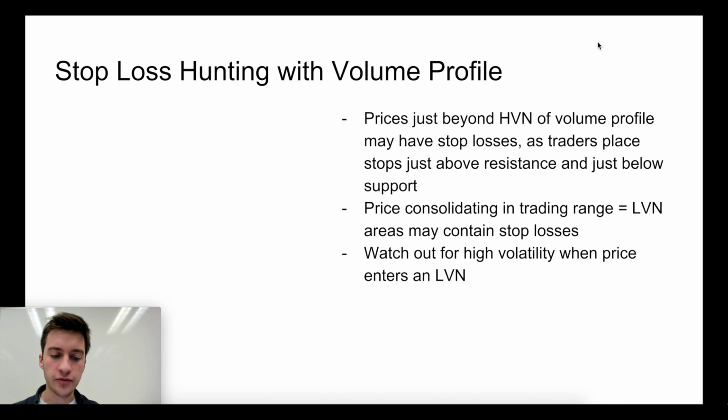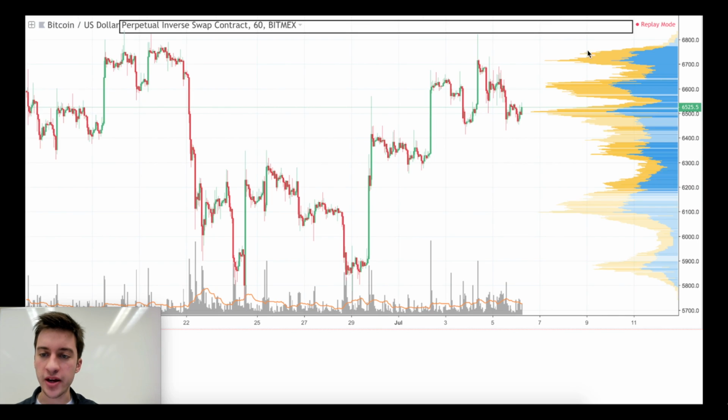So that's going to do it for the examples with the volume profile. So just a quick recap to talk about stop loss hunting using the volume profile. How do we do that? So prices just beyond an HVN of a volume profile may have stop losses as traders place stops just above resistance and just below support. So we can see a bit of that here.